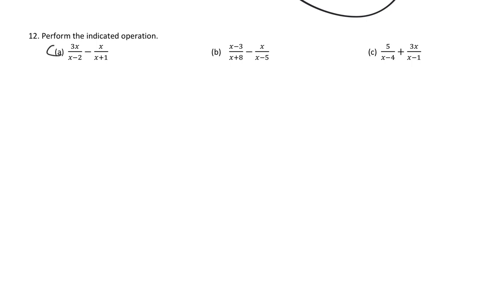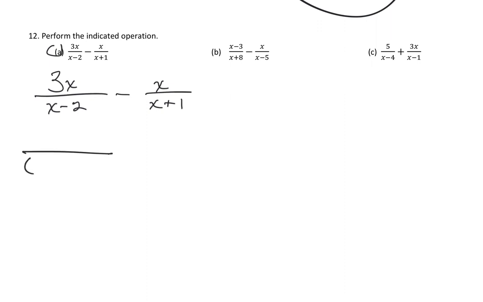So I'm going to work A. I'm going to recopy it so it's a little bit larger to see. All they're wanting you to do is combine it into one fraction. We're not solving equations. There's no equal sign. It's just mainly getting common denominators. All right, so let's see what we're going to do.